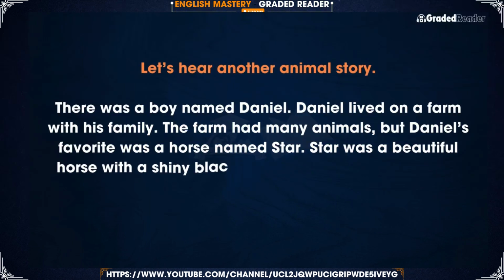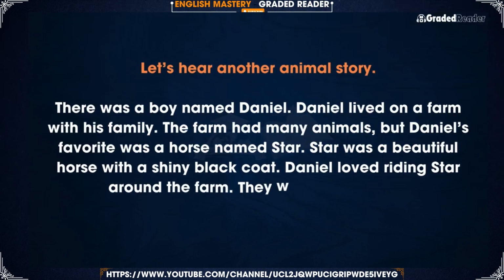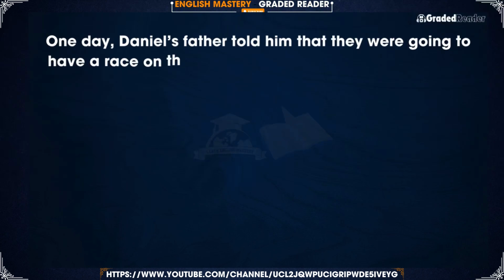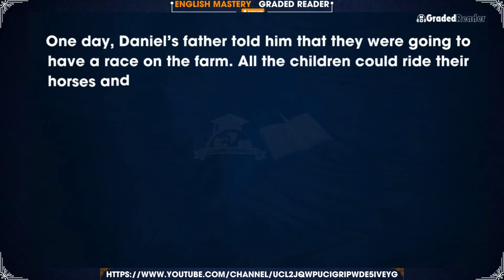Star was a beautiful horse with a shiny black coat. Daniel loved riding Star around the farm. They were best friends. One day, Daniel's father told him that they were going to have a race on the farm. All the children could ride their horses and see who was the fastest.